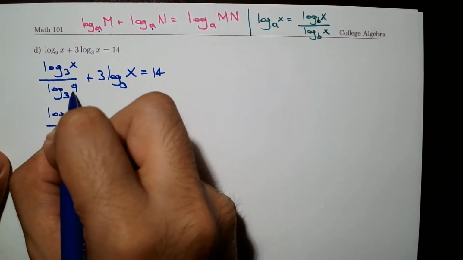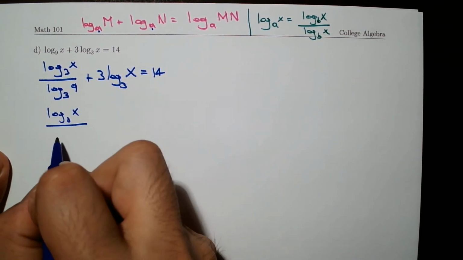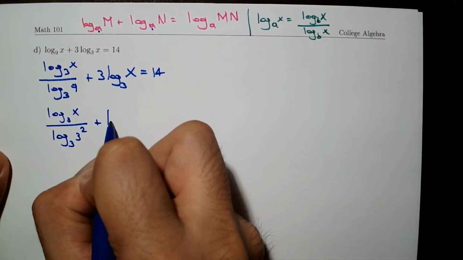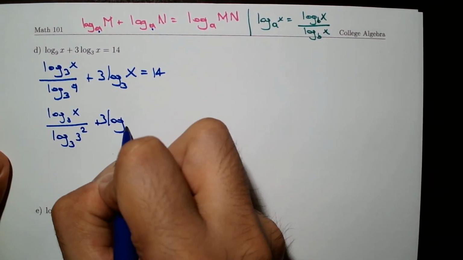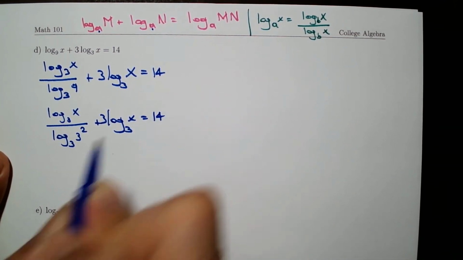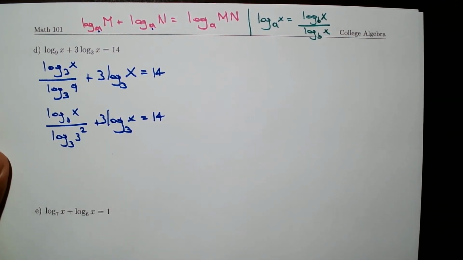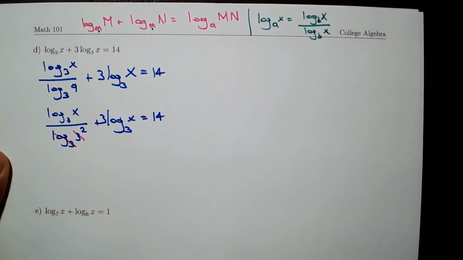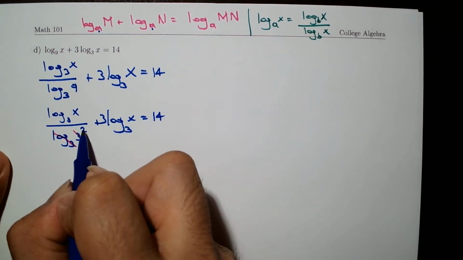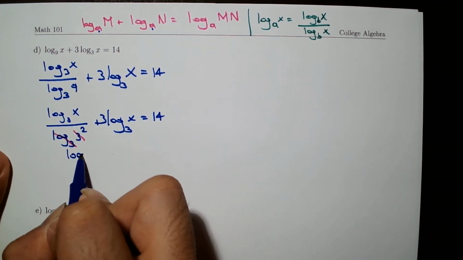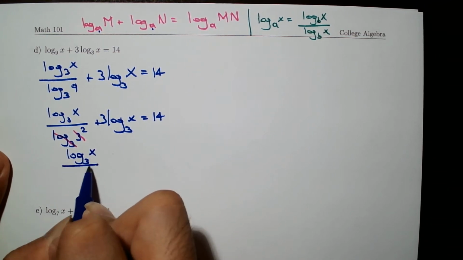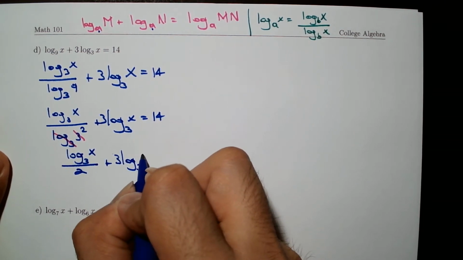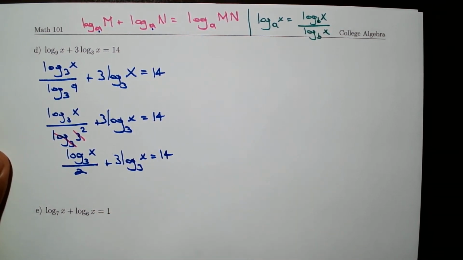So notice that the number 9 can be written as a power of 3. That's 3 squared. Plus 3 log base 3 of x equals 14. So in this case, log base 3 and the exponential base 3 cancel each other, and I get only the 2. So log base 3 of x over 2 plus 3 log base 3 of x equals 14.